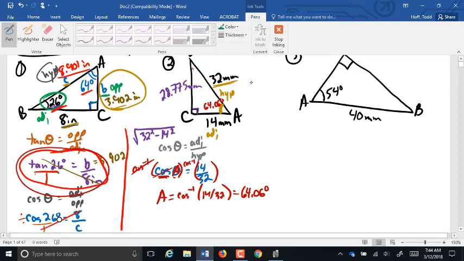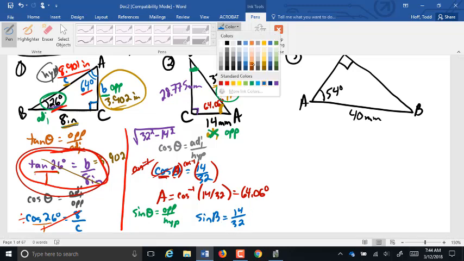But just to practice, if I'm looking at angle B here, this is still the hypotenuse, but this side now becomes what? That's the opposite side now, because I'm looking at this other angle. Opposite and hypotenuse make sine. Sine theta is opposite side over hypotenuse. So I'm going to plug in my information. Sine of angle B equals 14 over 32. Notice it's the same numbers, just a different trig function.